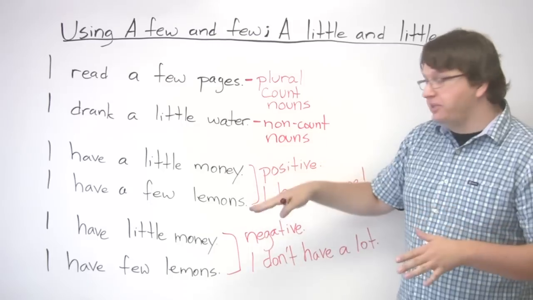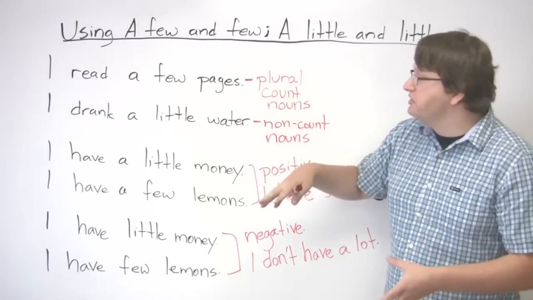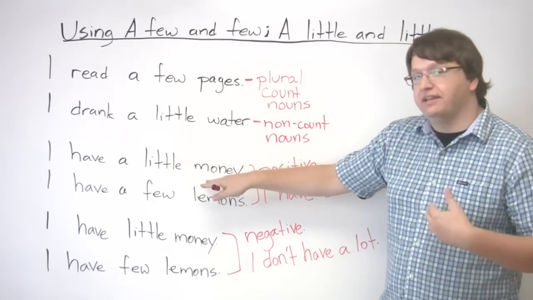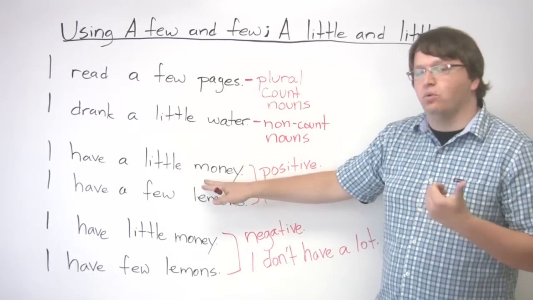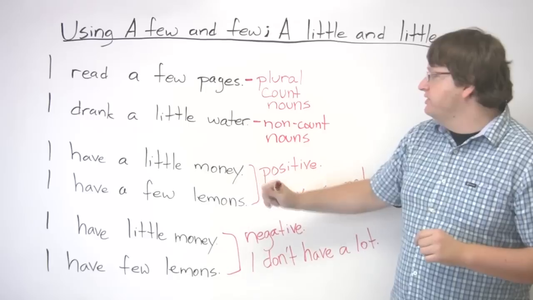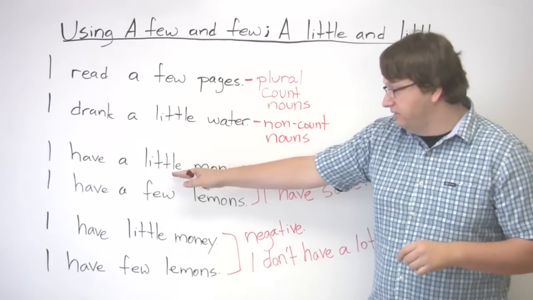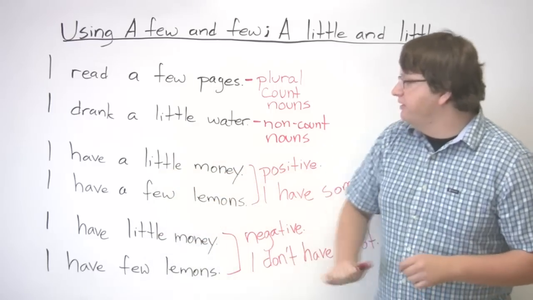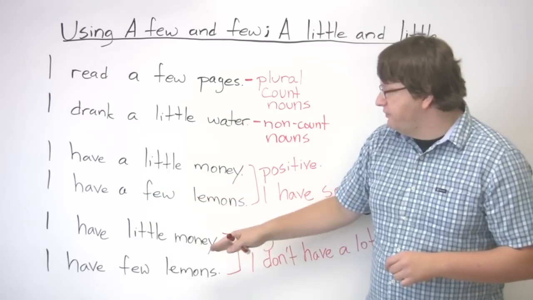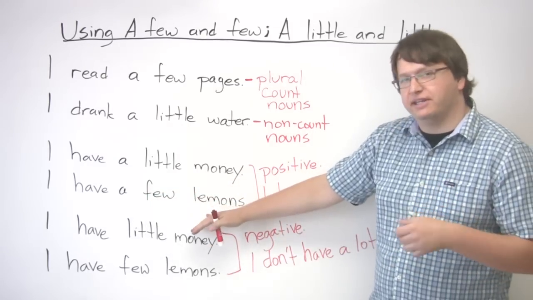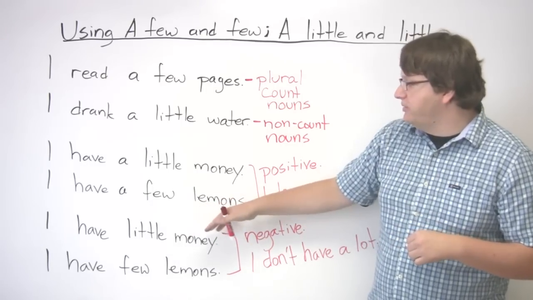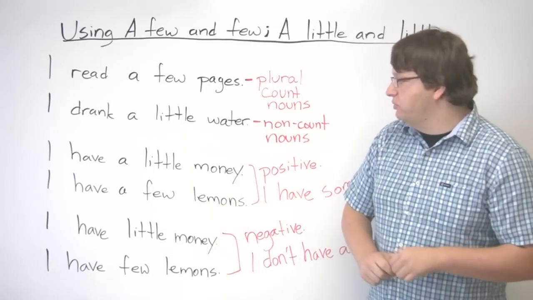So if we go down here again, I'll reinforce what I just taught. I have a little money. You can't count money by saying I have one money, I have two monies. No, it's a non-count noun. So we have to use a little or little, just like we've done here. Versus here, where I say I have a few lemons, I have few lemons, I can count lemons. I can say one lemon, two lemons. So for plural count nouns, we would use few or a few.